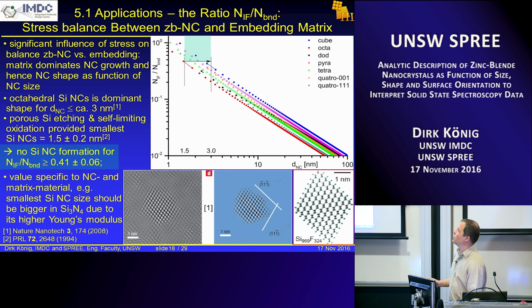The interesting bit is that you can connect that to Young's modulus, so basically the material hardness. For instance, these data are for silicon nanocrystals in silicon dioxide. If you have silicon nitride as an embedding matrix, or you start with silicon-rich nitride, the minimum crystal size should be bigger. And also the dominance of these 111 faceted octahedra should carry on to larger crystal sizes. So you can use that very nicely to pick an adequate material system for a crystal size as you need it.